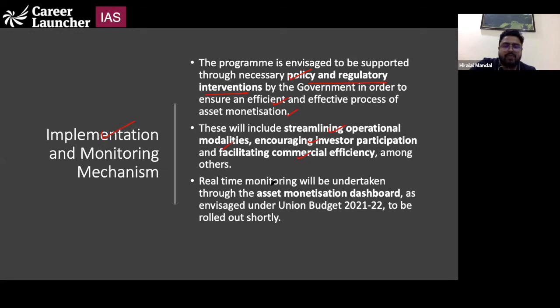Apart from that, there will be a real-time monitoring through asset monetization dashboard. This will help the government of India to effectively roll out the program and do a continuous monitoring of the various projects under this program. This will also help in integrating the various efforts made under the National Monetization Pipeline, and at the same time, efficiency and effectiveness can also be ensured under this program.